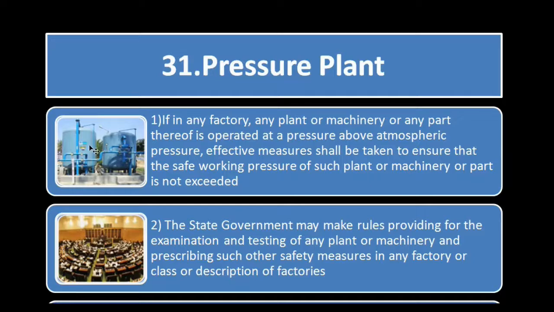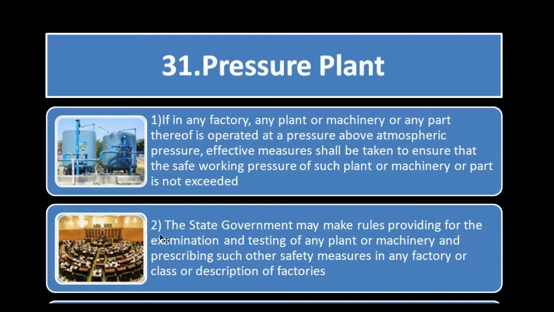So there should be effective measures taken such as putting up of a safety relief valve. Once the safe working pressure is exceeded, the safety relief valve will release the pressure. Similarly, putting up of a pressure gauge which will indicate the pressure at any point of time. So these are some of the safety measures that could be taken in a pressure vessel.